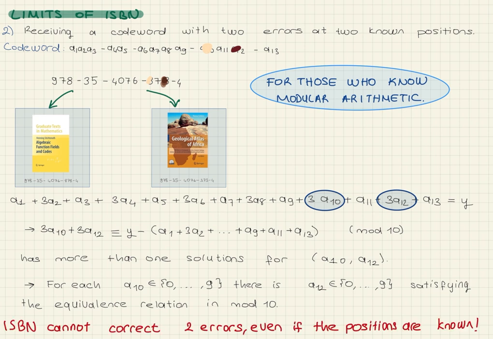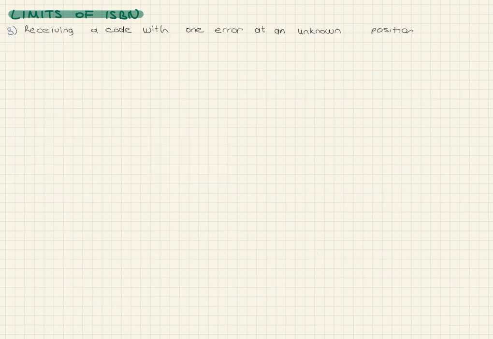So Marta, the problem you are facing is beyond the scope of ISBN's correction ability. You can check the correct code word online though. I'll put the link. And yet, we have a last case to discuss.